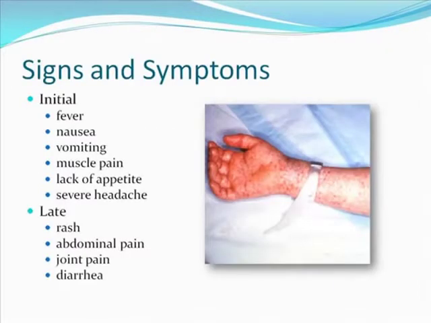As far as signs and symptoms go, there are several. Initial symptoms include fever, nausea, vomiting, muscle pain, lack of appetite, severe headache. Later signs and symptoms include rash, abdominal pain, joint pain, and diarrhea. In other words, you really don't feel well. You're not a happy camper.